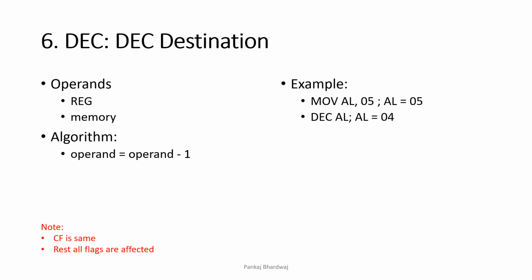Similarly, decrement is similar to increment, the operand is either a register or a memory location. The operand will be operand minus 1, that means the destination will now be destination minus 1. So if we decrement the quantity available in AL, suppose AL is 5, then if we decrement AL, the AL value will be 4. Again, CF is the same, all the rest of the flags are affected. We need to check the values of all flags other than CF, because if CF is set, it will remain set after the command, and if it is reset, it will remain reset after the command.